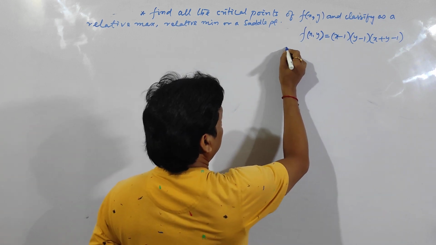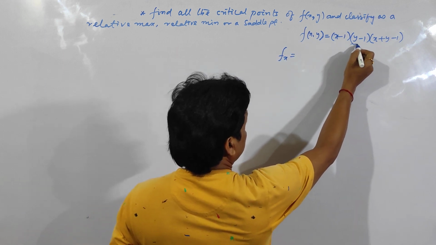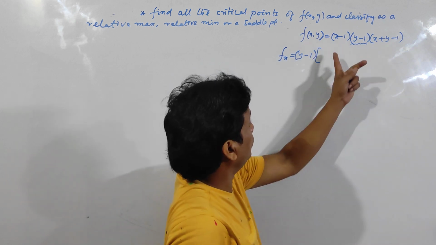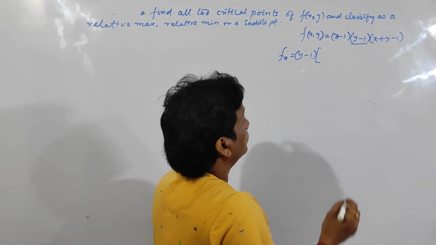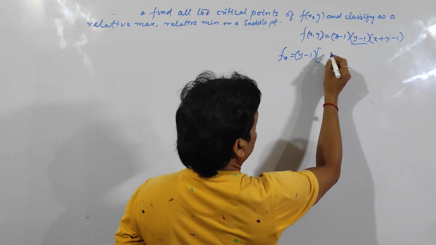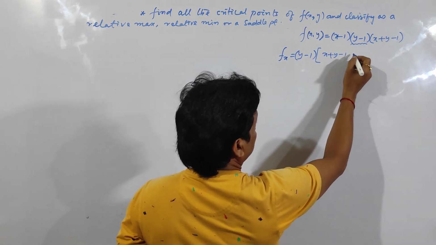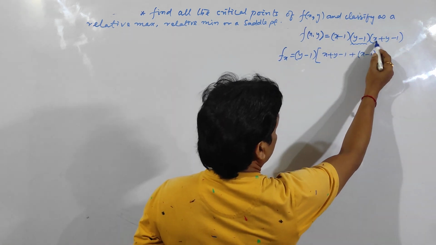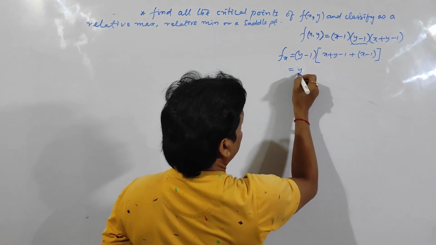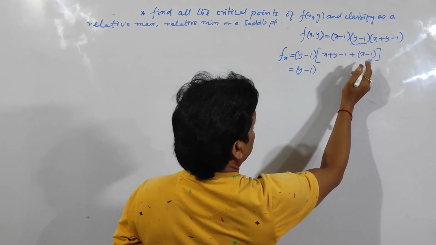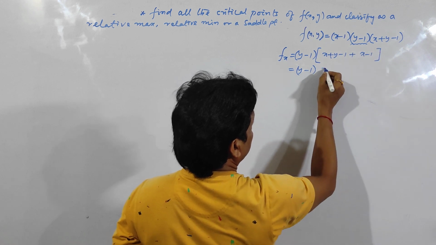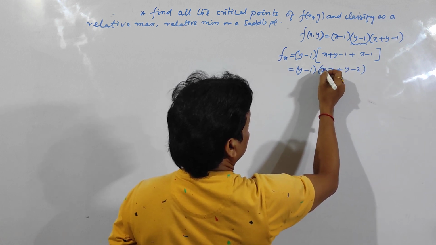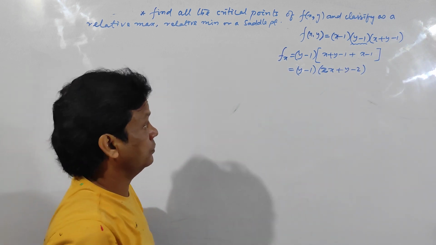See here, how to find out fx? Fx means y is constant, so keep y minus 1 outside. Then uv, apply the product rule. The derivative of this one is 1, so x plus y minus 1 remains. Then plus x minus 1, and its derivative with respect to x is also 1. So it is y minus 1, then x plus x, it is 2x plus y minus 2. Clear? 2x plus y minus 2.